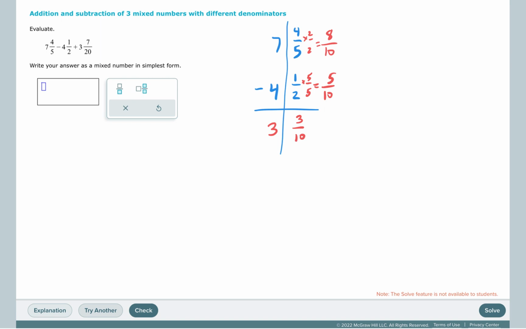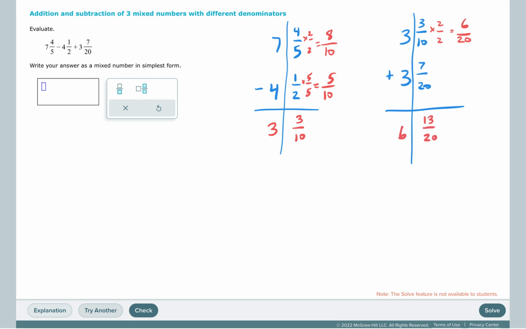So now I'm ready to do the next step of the problem, which was this answer plus the last part, 3 and 7/20. And I'm going to do exactly the same thing, find a common denominator. In this case, I'm going to use 20. So I'm going to leave the bottom fraction alone and just change this one. So the bottom one is already 20ths, so I'm just going to say 6/20 plus 7/20 is 13/20.